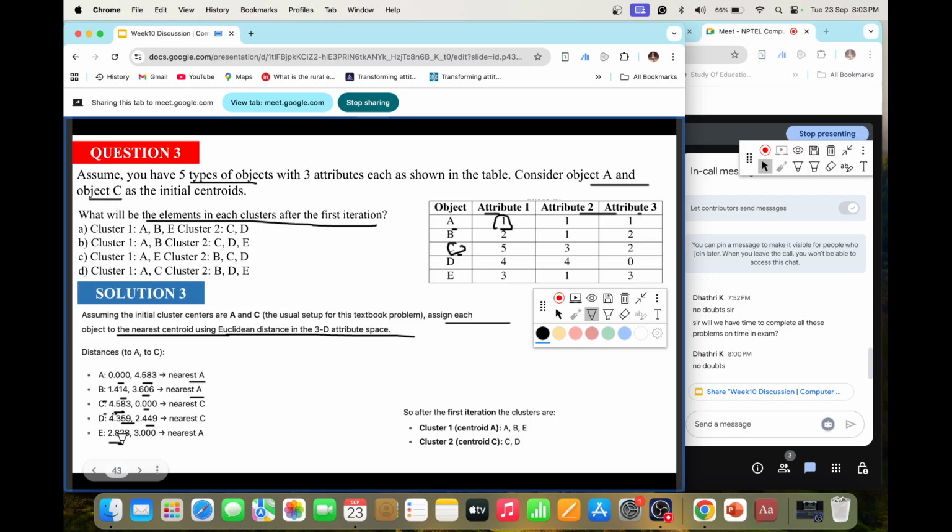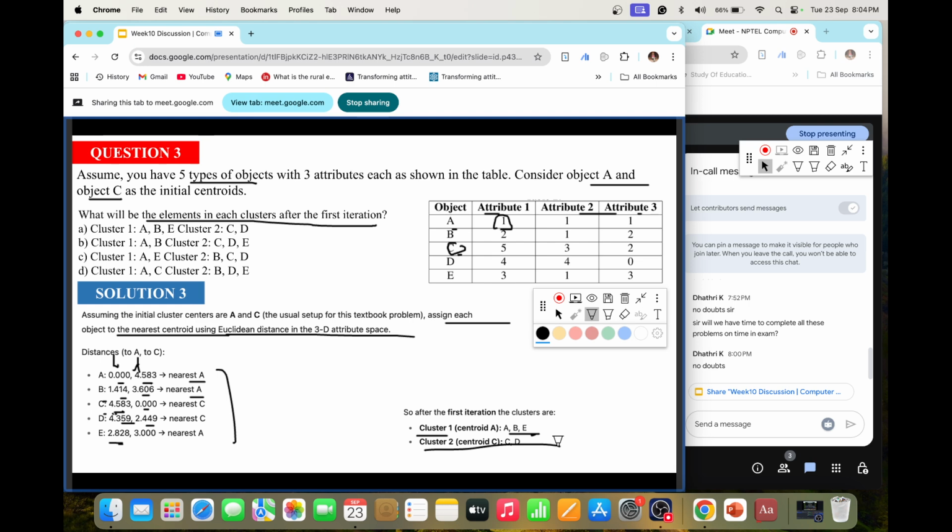Okay, so that you can easily see. This is the distance to A and this is the distance to C. So you can easily see the distances, and by that you can easily perform the clustering. So A, B and E are nearest to A, so A, B and E will belong to cluster 1, and C and D will belong to cluster 2.